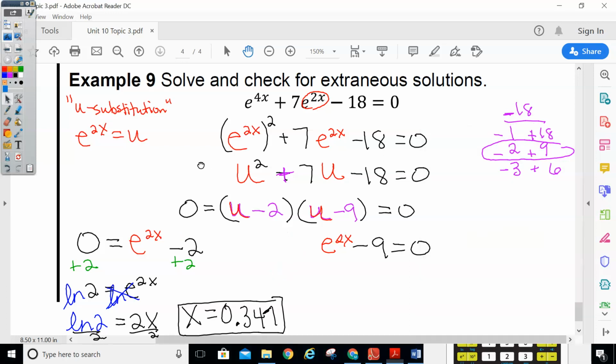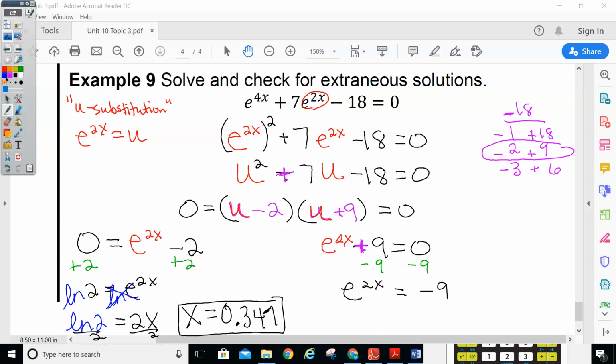Okay, and then on the other side we do the same thing. Oh man. Oh wait, never mind. This one should be a plus 9. So lucky I haven't solved it yet. This is a plus 9, sorry. So here we're going to subtract 9 from both sides. So we get e to the 2x equal to negative 9.